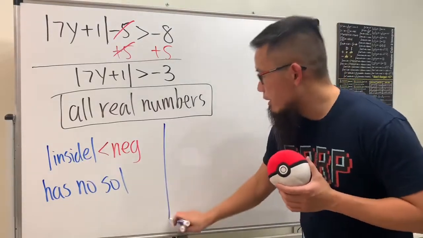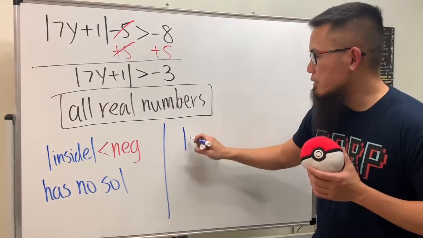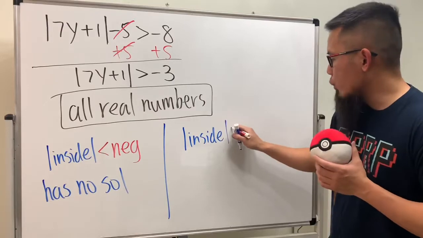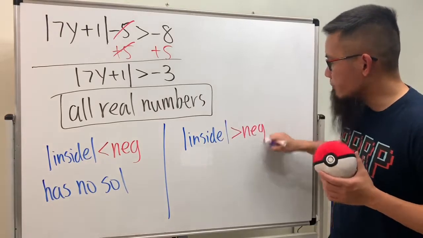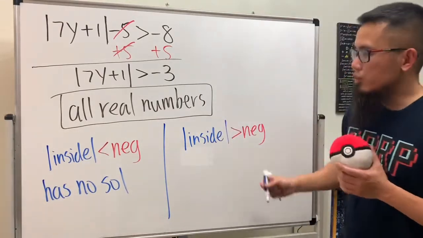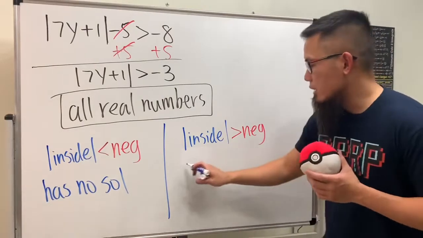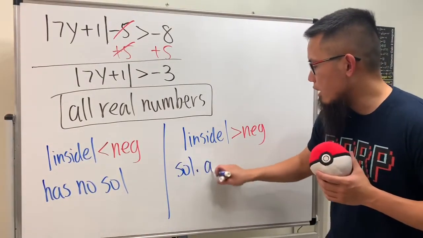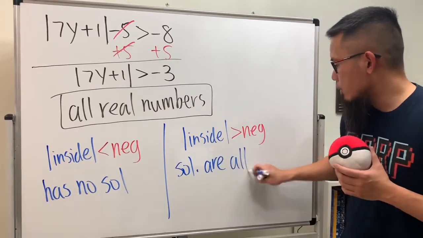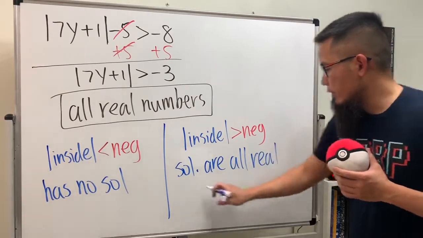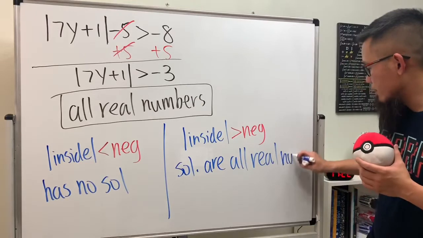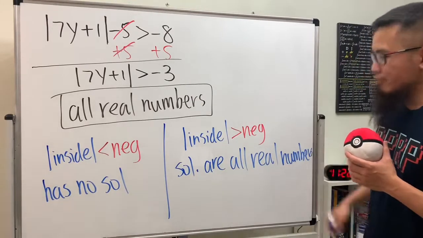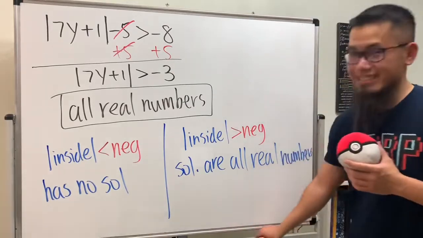However, the situation that we're doing is the absolute value of an expression, and we are saying that's greater than a negative number. In this case, the solutions are just all real numbers. So I'll just spell that down for you guys. The solutions are all real numbers. Put it here. Yeah. That's it.